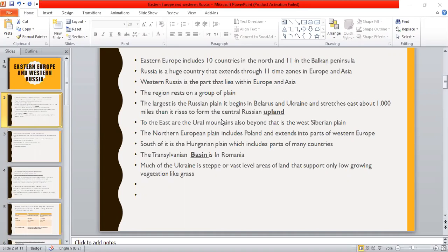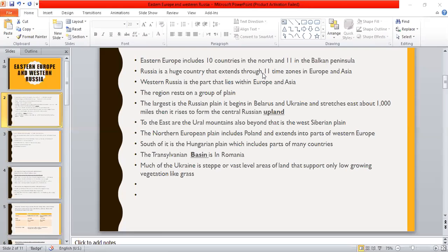To the east are the Ural Mountains. Also beyond that is the West Siberian Plain. So now we have many plains. We have the Russian plain, we have the Siberian plain. Also the Northern European plain, which includes Poland and extends into parts of Western Europe, which is the third plain, the European plain. South of it is the Hungarian plain, which includes parts of many countries.